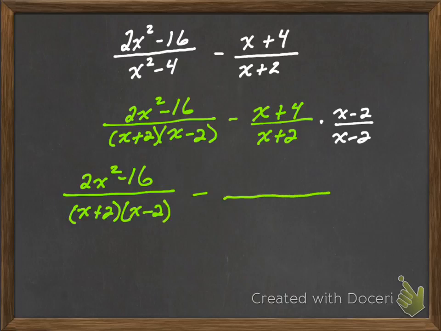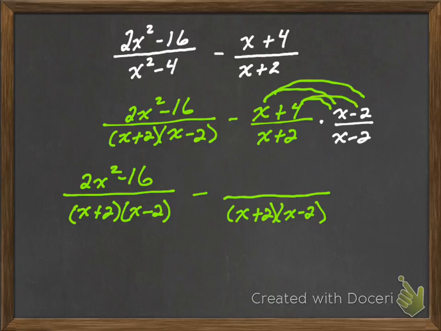Over here, the denominator is now x plus 2, x minus 2. And up here we need to distribute. We're going to FOIL this problem out: first, outer, inner, last, which after you combine like terms will be x squared plus 2x minus 8.